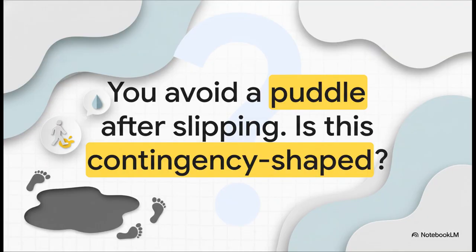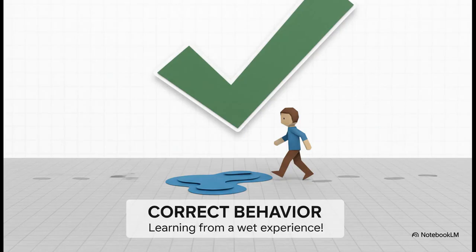Let's think about another one. Imagine you're walking along, not paying attention, and you slip in a big puddle. It's embarrassing, you get wet. The next day, you see another puddle on the sidewalk, and this time, you carefully walk all the way around it. Is this contingency-shaped behavior? Absolutely. Your choice to avoid the puddle was directly shaped by the unpleasant consequence of slipping before. You didn't need a sign or someone telling you what to do. The environment itself taught you the lesson.